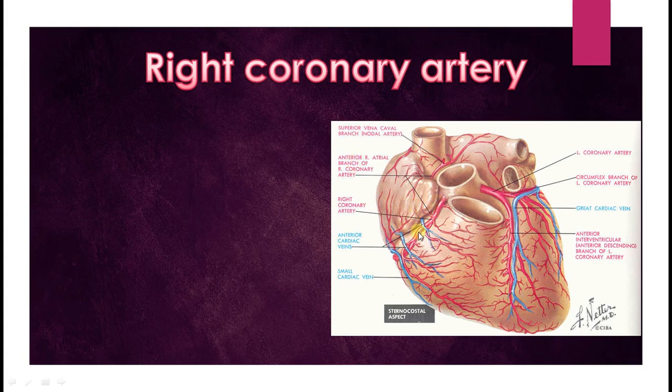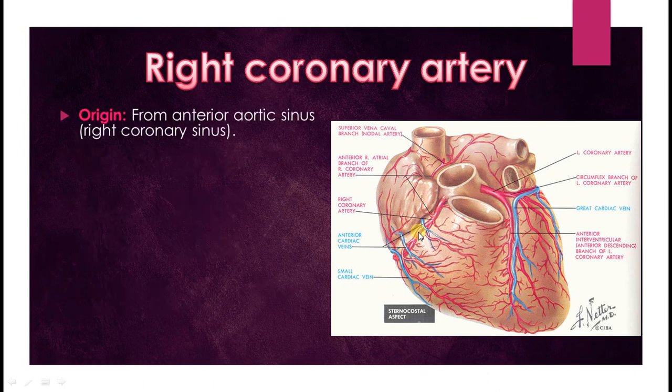The right coronary artery arises from the anterior aortic sinus, or right coronary sinus. In clinical usage, you call it the right coronary sinus, which is the anterior aortic sinus. There are 3 aortic sinuses: the anterior aortic sinus, the left coronary sinus or left aortic sinus, and the right posterior aortic sinus, which is a non-coronary sinus. It arises from the anterior or right coronary sinus, and it is present between the right auricle and the pulmonary trunk.